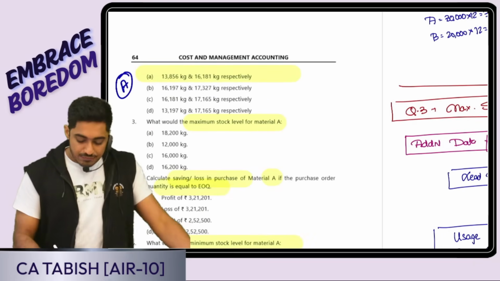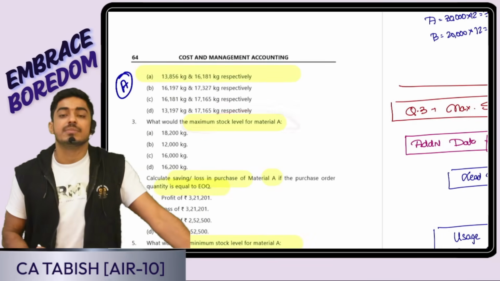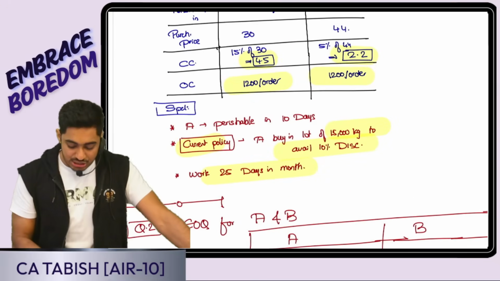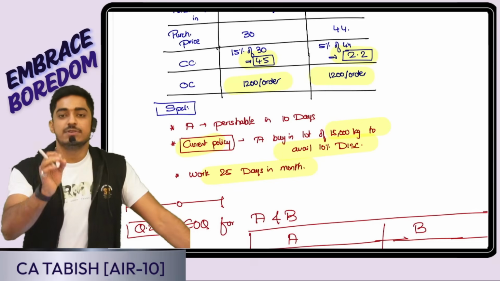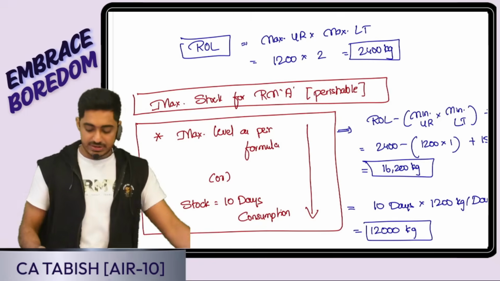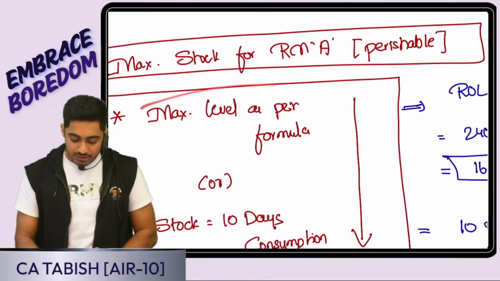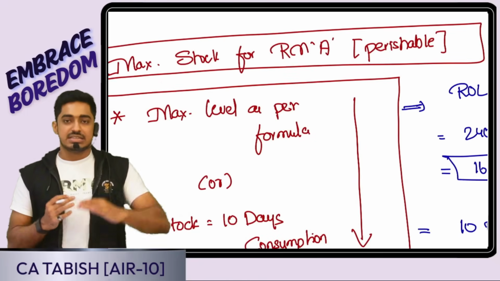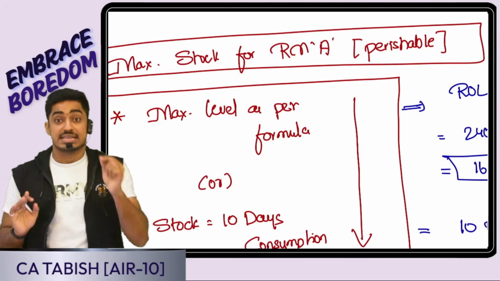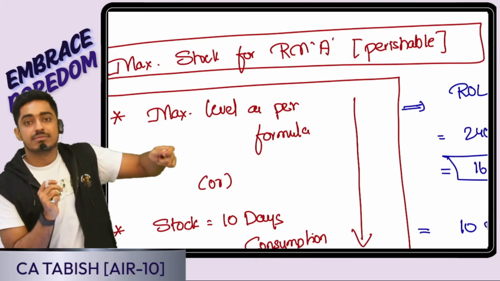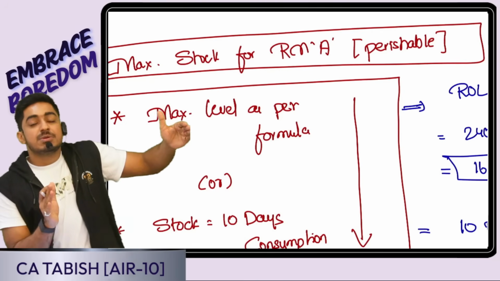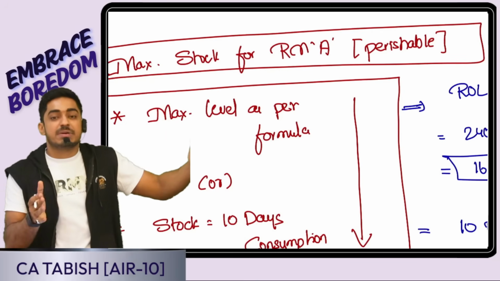Then comes the third question, which is the maximum stock level for material A. There is one speciality in material A: it is perishable in nature. If we have a raw material which is perishable in nature, how do we calculate the maximum stock? A very important adjustment. Normally, we know the formula: reorder level minus minimum usage rate into minimum lead time, plus reorder quantity. Or, because the question has told us it is perishable, maximum how much can I keep? That is the maximum consumption within the days before my goods expire and perish.